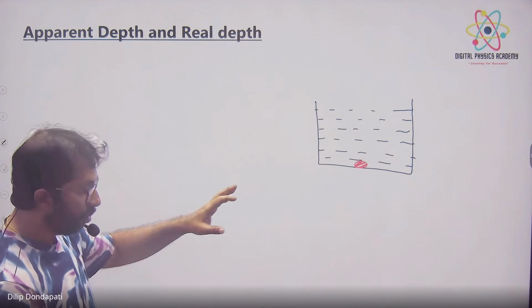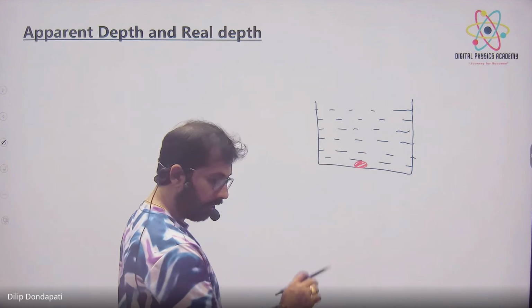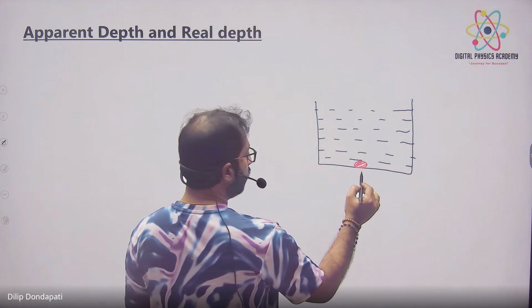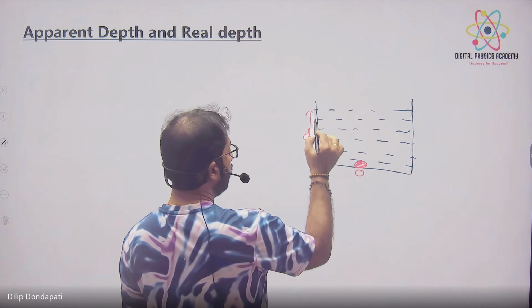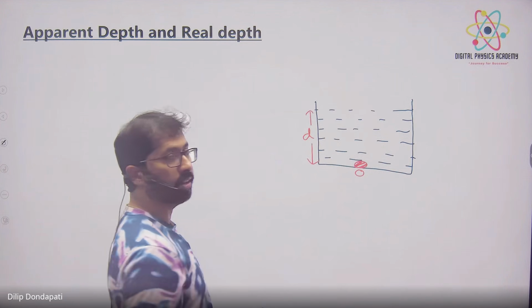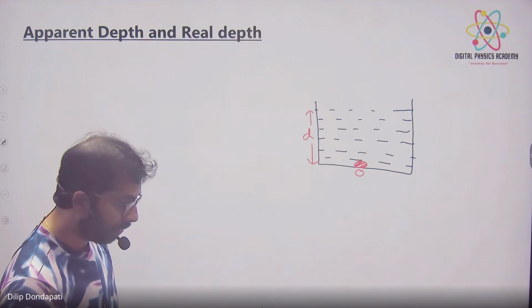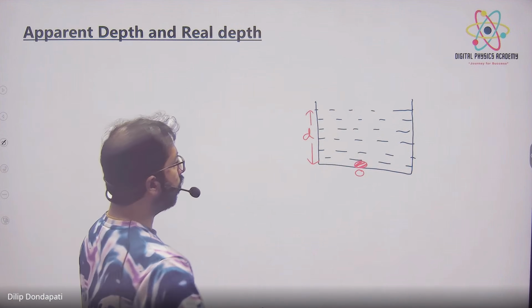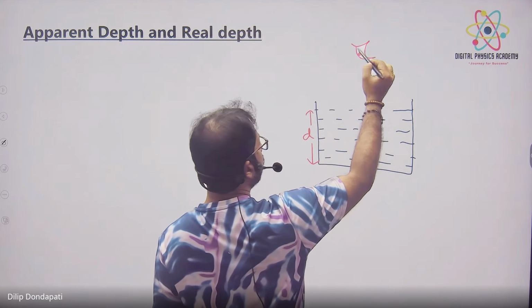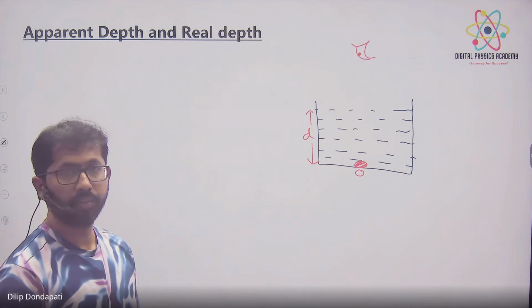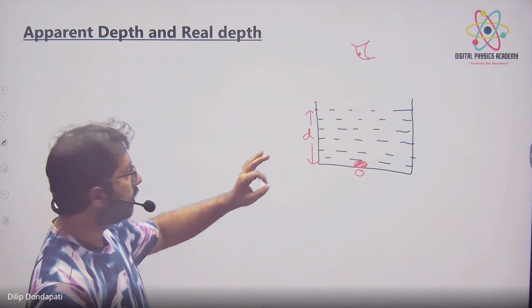Okay, so मान लो this is the object. इसका रियल डेप्थ है d. D is the real depth of the object from the surface. Always you are calculating from the surface only. Now we are seeing from the top view से we are seeing coin को we are seeing from the top view. So इसका image कैसे दिखेगा?